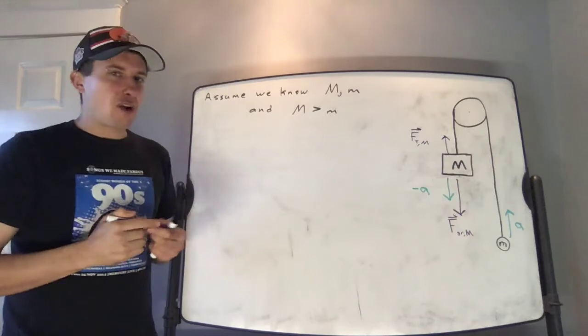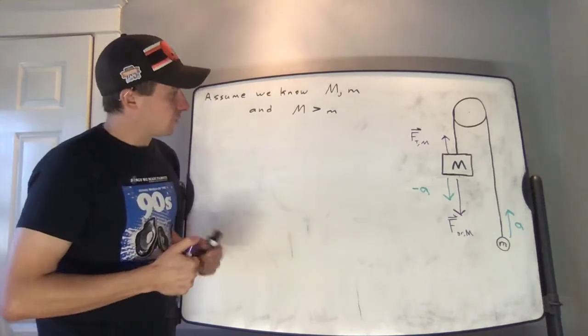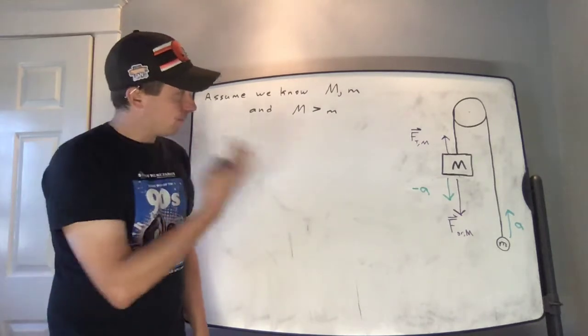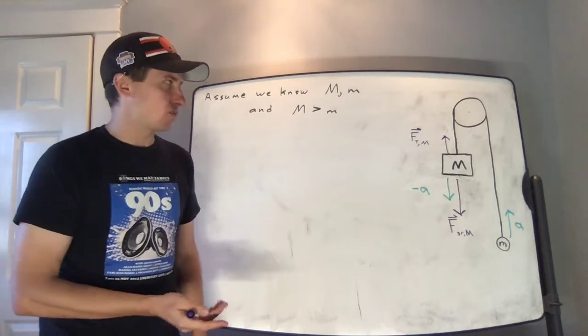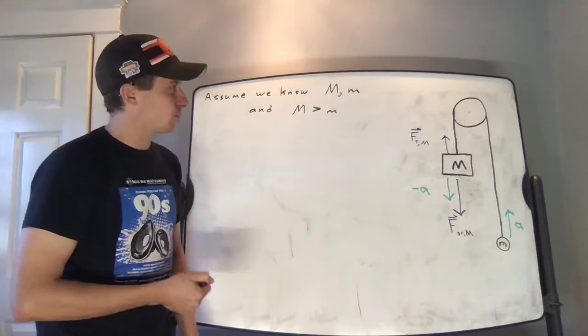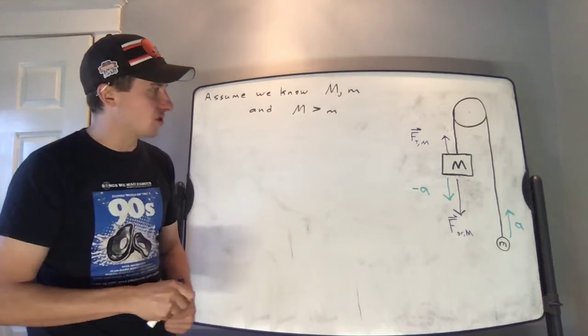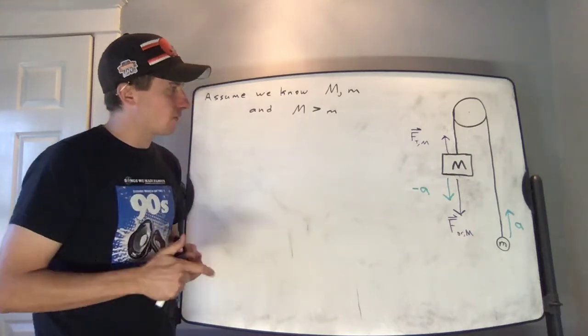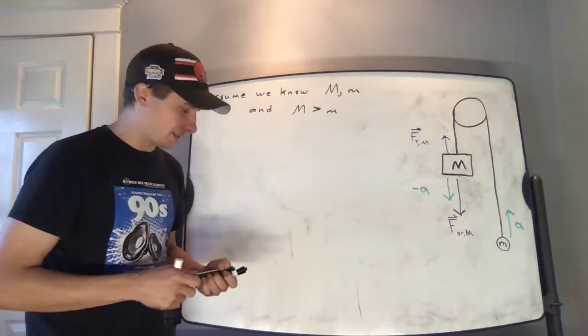I think about this problem. Are there any other forces on the large mass? Well, there's no such thing as friction in this problem. There's no normal force. There's no air resistance in this problem. So we have successfully accounted for all the forces on the large mass.